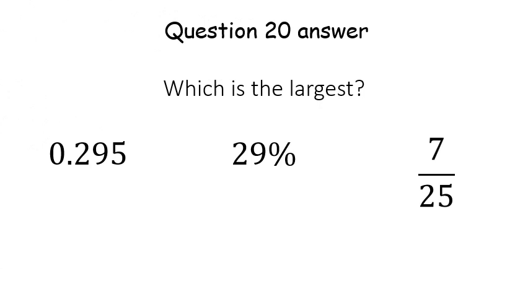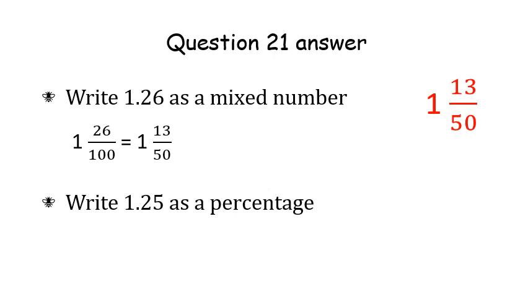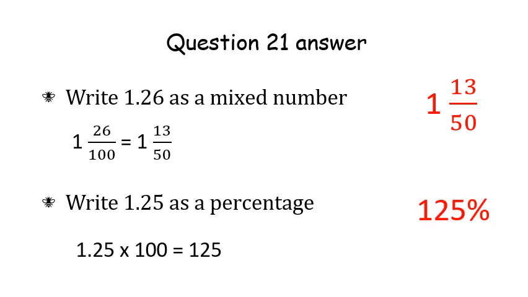Question 20. To compare them, you could convert them all to decimals, all to percentages, or all to fractions. I decided to convert them all to percentages and I got 29.5%, 29% and 28%, which meant that 0.295 was the largest. Question 21. 1.26 as a mixed number is 1 and 13 over 50 and 1.25 as a percentage is 125%.